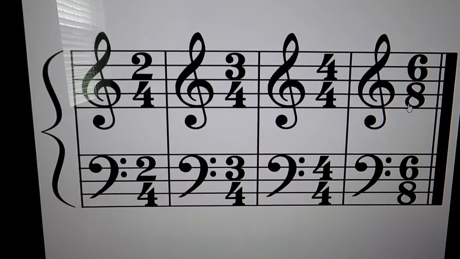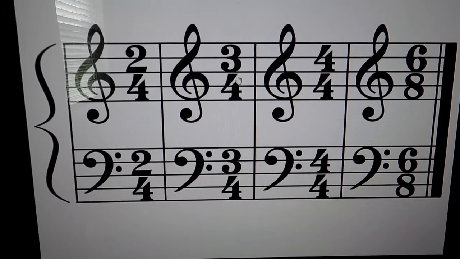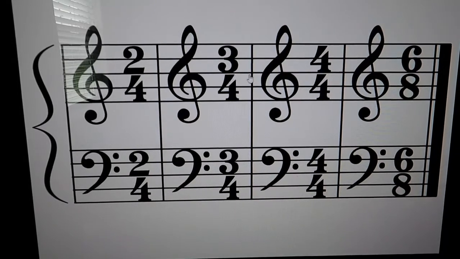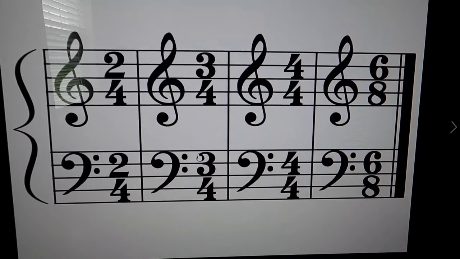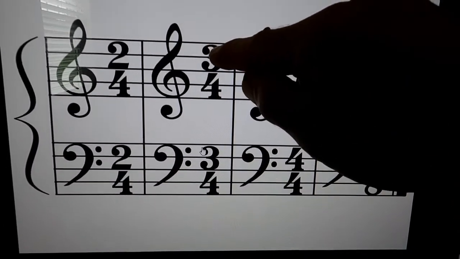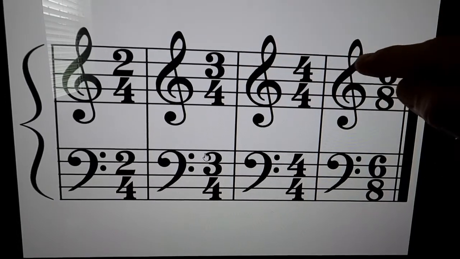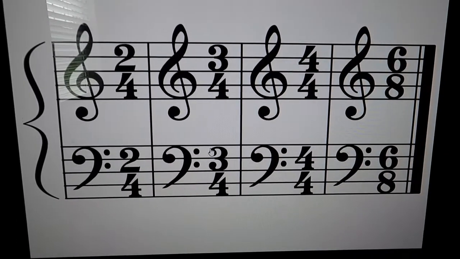At the beginning of a piece of music, you'll see these numbers. They look like a fraction, but there's no fraction line in between them. These numbers give us information about the piece of music we're going to play. The top number tells us how many beats are going to be in each measure. The bottom number tells us which note gets 1 beat.